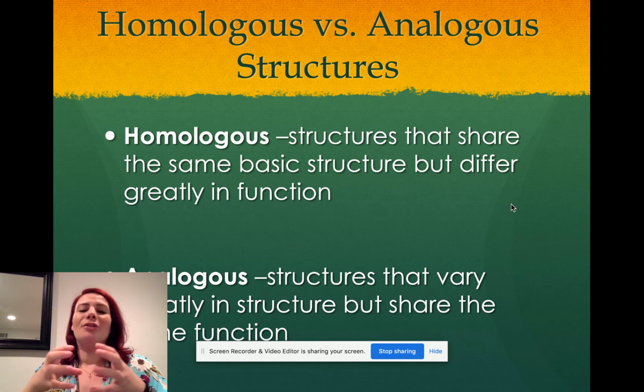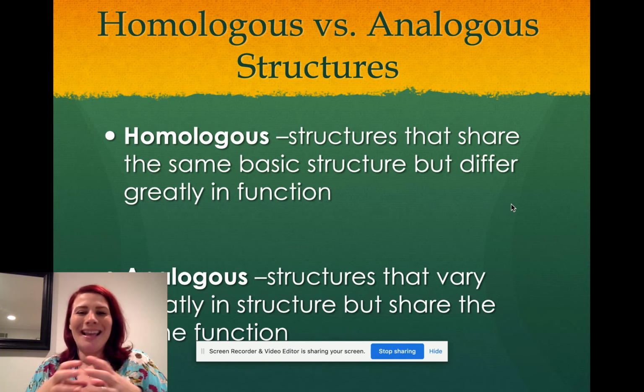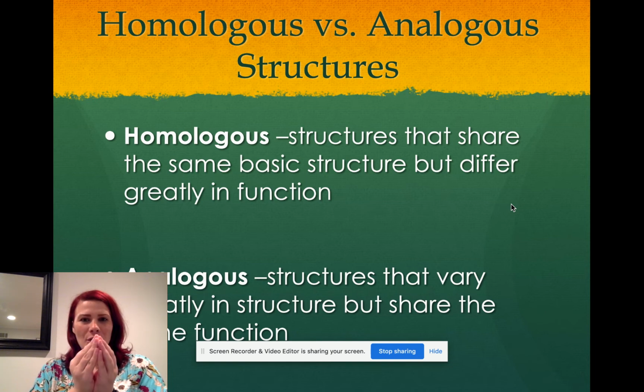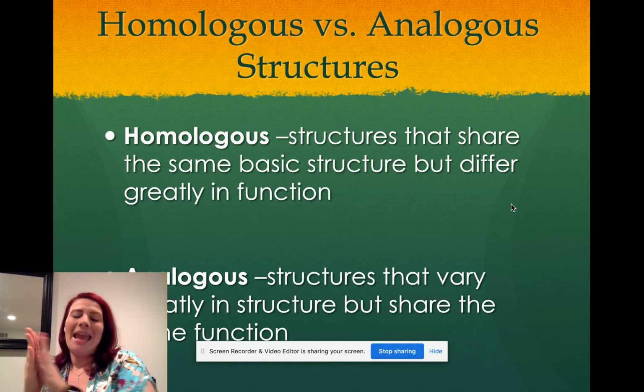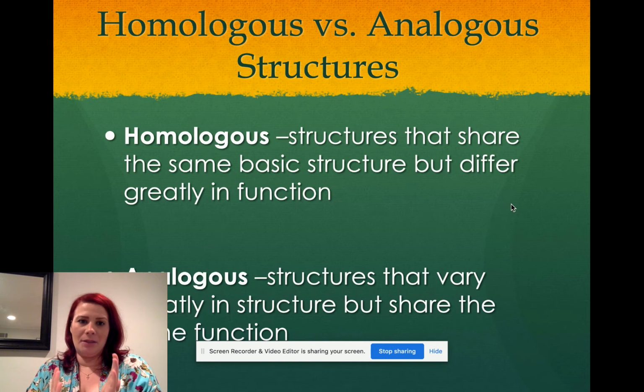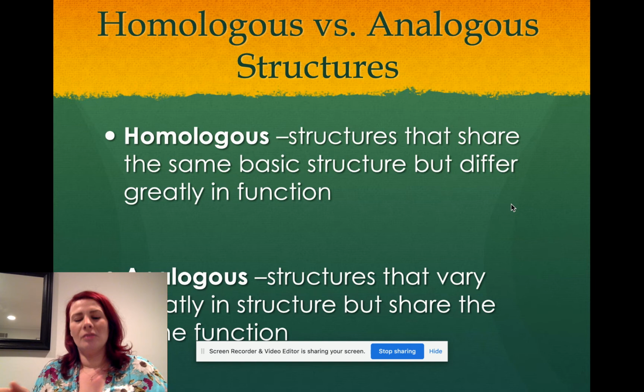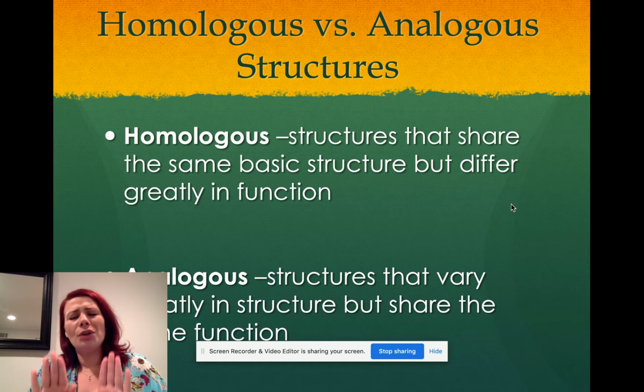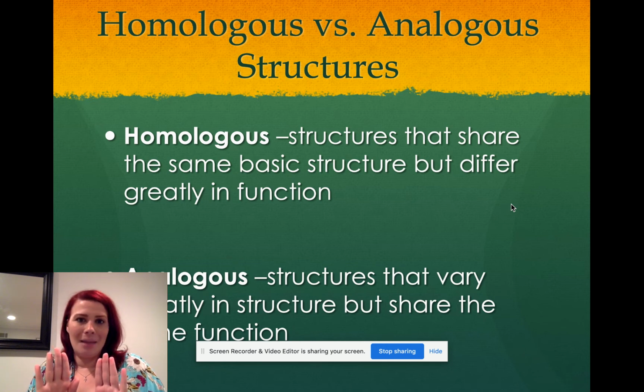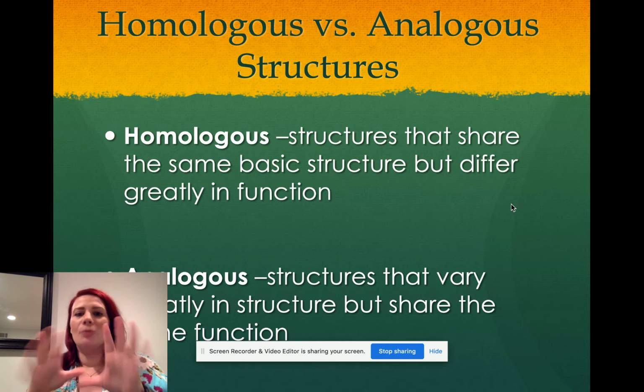Homologous structures are structures or things that share the same structure but have a different function. Okay, analogous structures are kind of flipped. It's the same function but a different structure. So an analogous structure would be something like a bat wing and a fly wing. Both of those wings are meant for flight, so they have the same function. But the structure of those wings between the bat and the fly is not the same, even though they're both wings. Okay? They don't suggest a common ancestor. Homologous structures and analogous structures, we'll get into those in a minute.